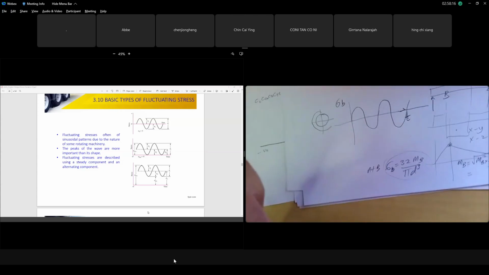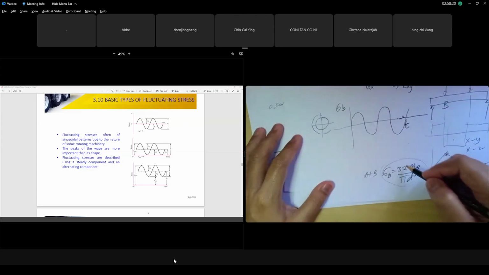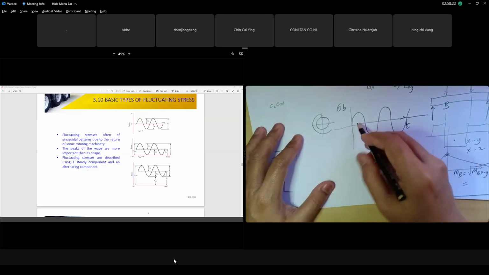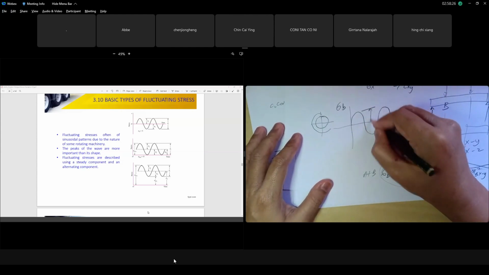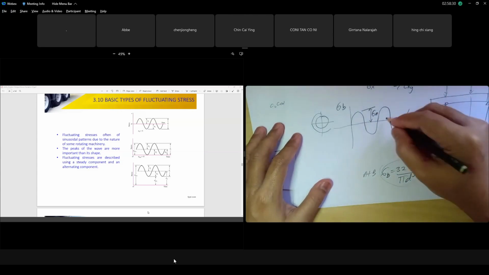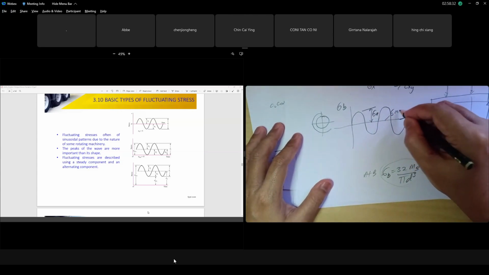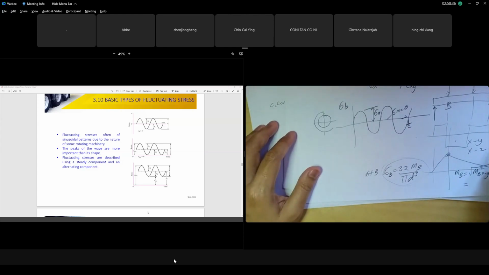Can you see what I'm drawing? Right. And tension goes to a positive value, but the magnitude is the same. So for bending, it is completely reversed. You only have sigma bending amplitude, you have only the alternating part, but your sigma mean is zero. For bending, it is zero.